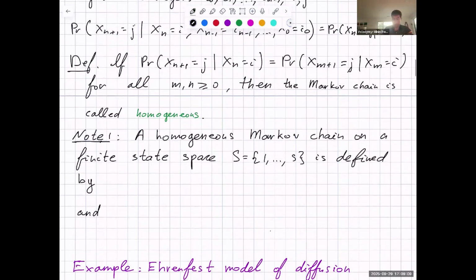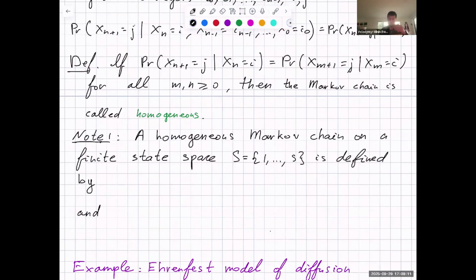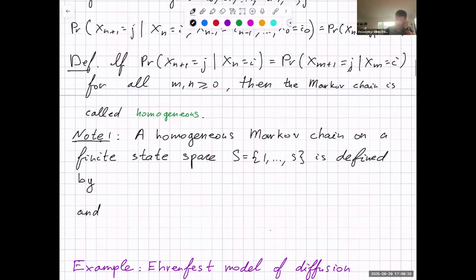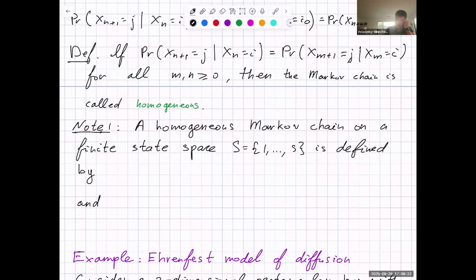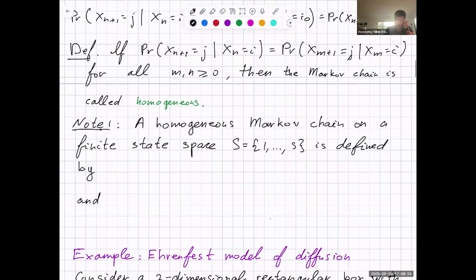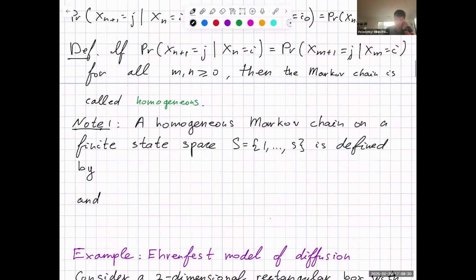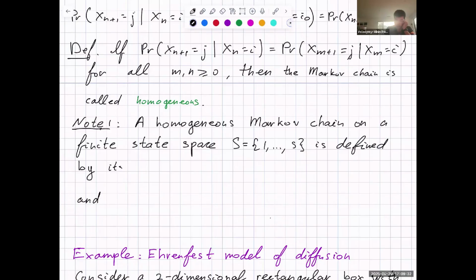And that's nice because that means I only need to specify these numbers, which are called one-step transition probabilities. And so a homogeneous Markov chain on a finite state space is defined by two objects. One, which we haven't talked about, is its initial distribution.